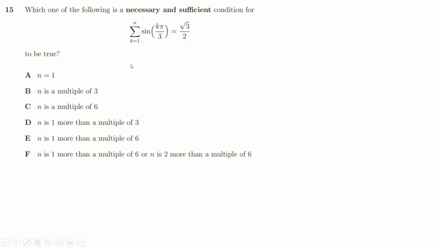Which of the following is necessary and sufficient? More of these words. Excellent. Again, you could think about counterexamples here. It's easier just to analyze this properly, I think. When n is 1, you just literally get the first thing, which is sine pi over 3, which is that. So this clearly works for n equals 1. It works. But that's not necessary and sufficiency.